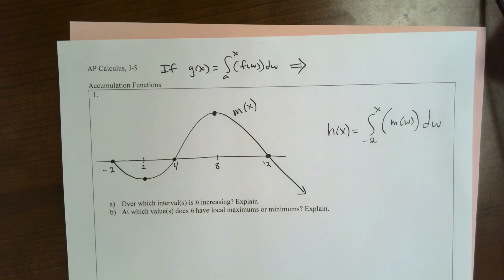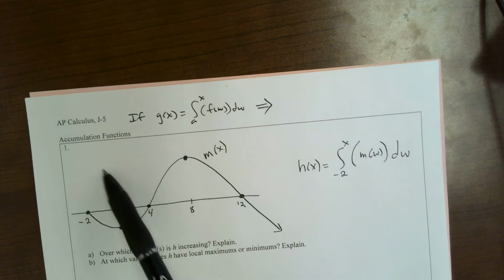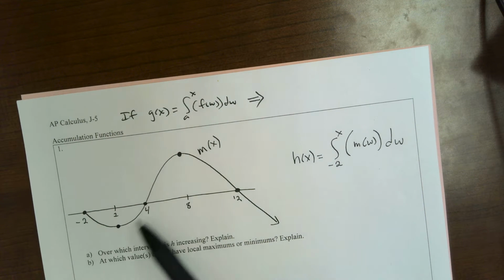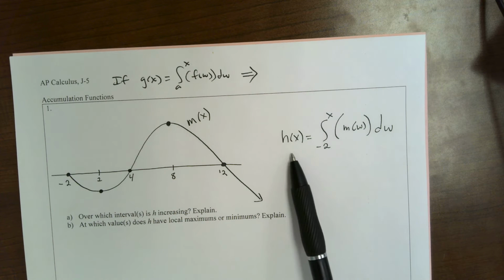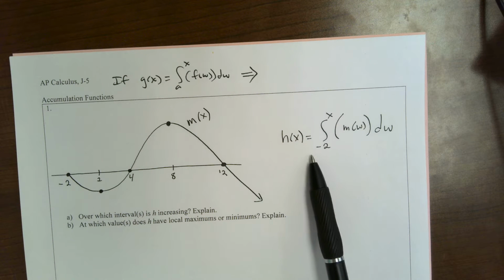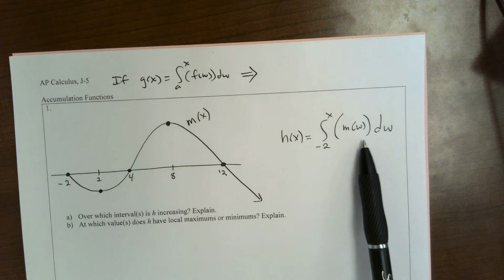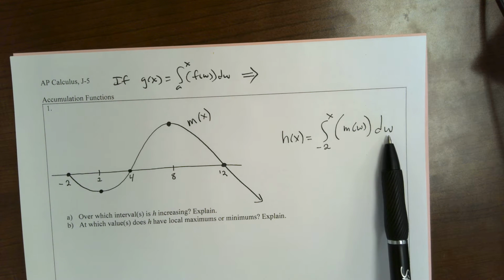Okay, hi guys. So here's a couple examples using accumulation functions. So here's the first example. We've got this graph of m, and we're given this accumulation function h of x equals the integral from -2 to x of m of w dw.